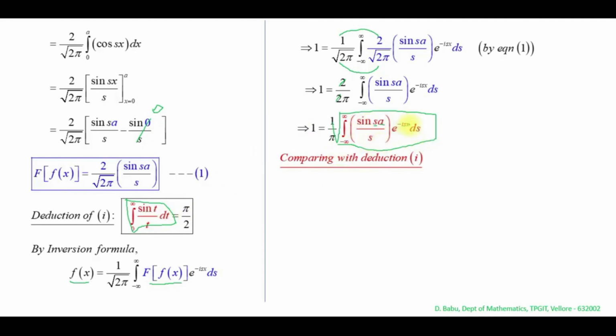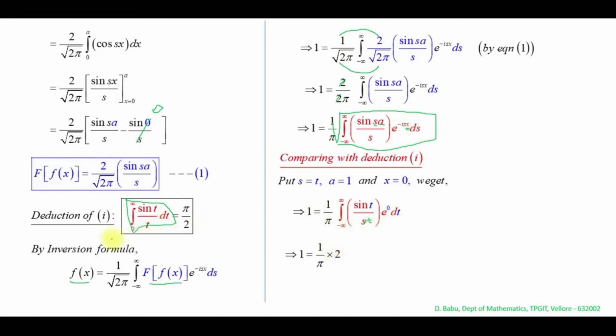Next, we remove this term. So how to remove this term? By substituting x equal to 0, because anything to the power 0 is 1. So substitute s equal to t, a equal to 1 and x equal to 0. We get 1 equal to 1 by pi integration minus infinity to plus infinity sin t by t, sorry, this one is t, into anything power 0 is 1, into dt.